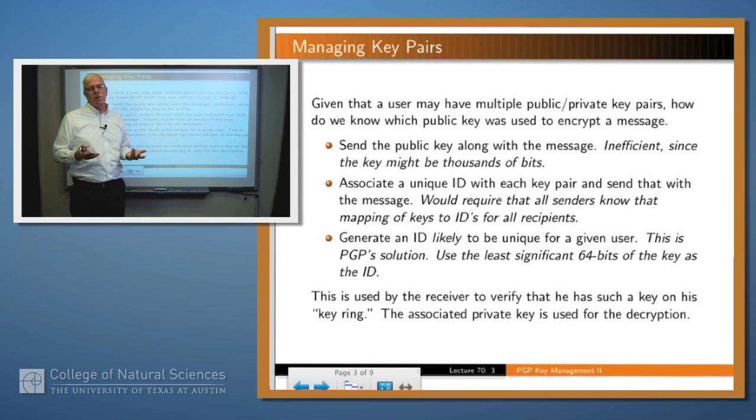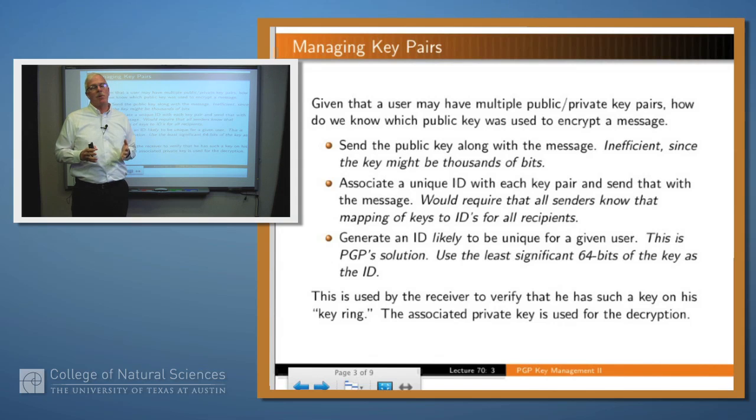So what we might do is the sender might send the public key along with the message. That'd be okay, except these public keys tend to be pretty long. They may be 2024 bits long, for example. So that would be inefficient. Another thing that we might do is we might associate a unique ID with each public-private key pair and then send the ID along. But that's a management problem because it would require everybody that I'm talking to know the IDs of all the keys that they're using.